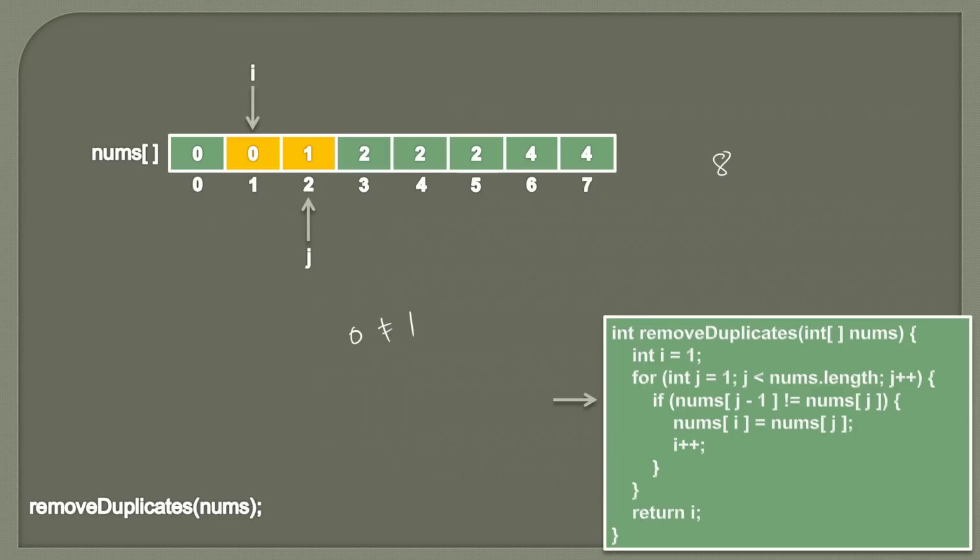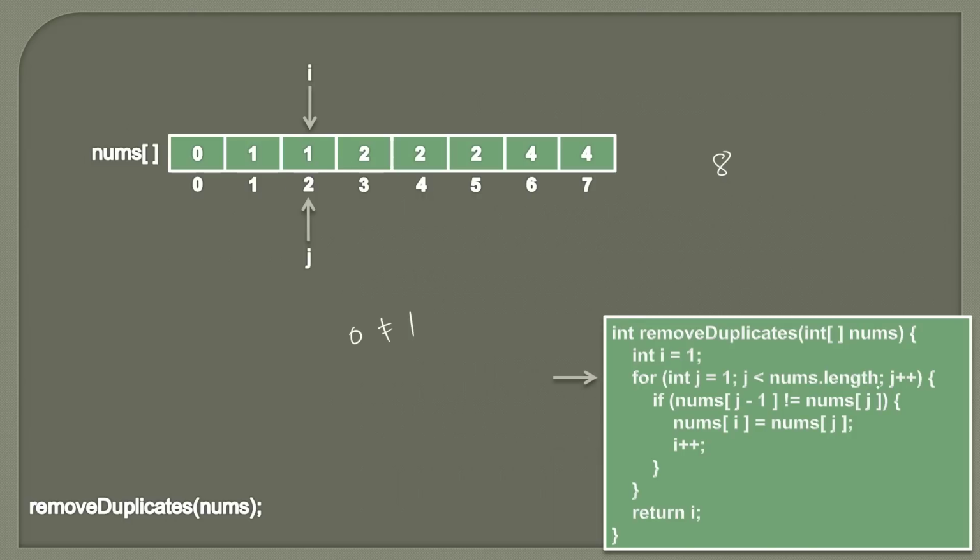So the if block will execute and we know that index i will actually help us in placing this value at its proper position. So we simply assign nums of j to nums of i. So 1 comes here and we know that next unique element should come here. So we simply increment i. So i becomes 2.